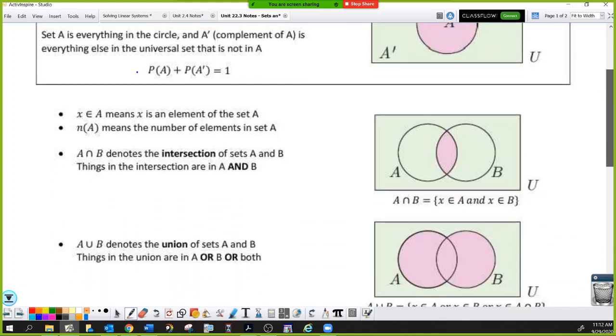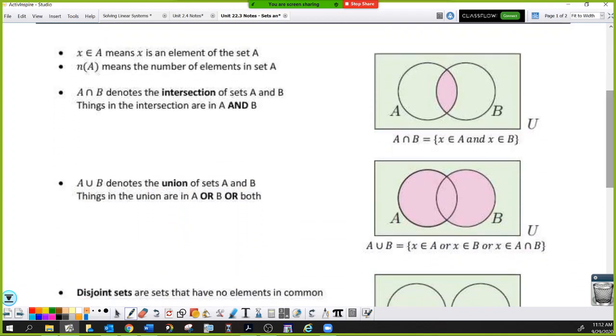Some more symbols and things we need to understand. We're talking about set notation. This little symbol right here means element of. So it says x is an element of set A, meaning little x would be something that is in A. N of A means the number of elements in set A, and I hit on that yesterday. Just like P of A means the probability that A happens, right?